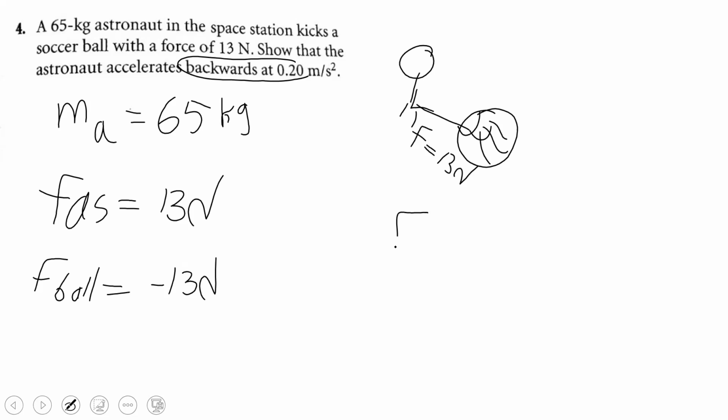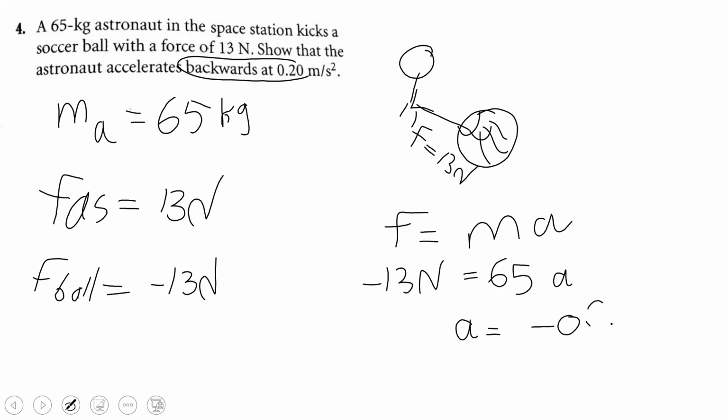Now, how can I find the acceleration? F equals MA, and we substitute. Replace F with negative 13, and M is 65. So the acceleration will be negative 0.2 meter per second square. What does it mean? It means that the force equals the force, but in the opposite direction. The astronaut accelerates at 0.2 meter per second square, but backward. Is it clear? Teacher, is it the same for the third Newton law? Yeah, force equals force but in the opposite direction. This is for the third Newton law, but I sometimes use the second and the first law.